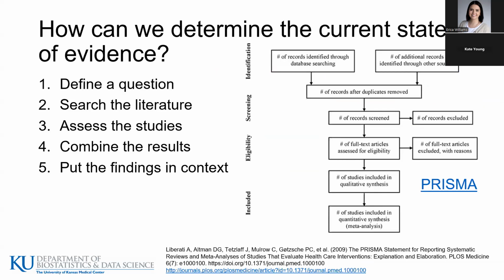And then PRISMA is another organization that provides specific guidance on the conduct and reporting of a systematic review and a meta-analysis. So here is an example of one reporting requirement for both of these organizations. It's a flow chart depicting how studies were identified for inclusion in the meta-analysis and systematic review. And you can see it's very similar to the patient flow chart that we looked at for the clinical trial.